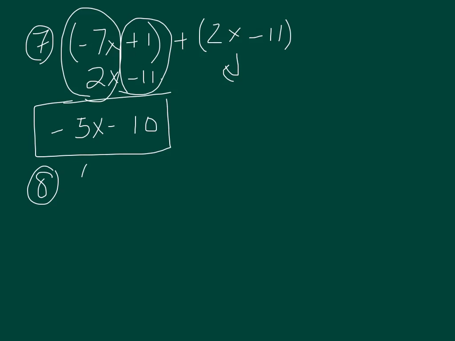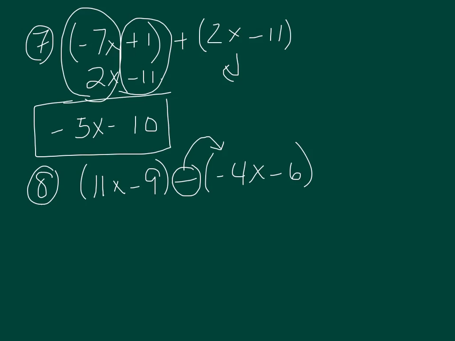All right, and let's see if we can squeeze number 8 in here. It says subtract. It doesn't really matter, really you're combining like terms. 11x minus 9, and minus negative 4x minus 6. You can remember from our review yesterday, or maybe even our notes, this says you're going to switch all signs over here. I can't do anything in this first one. I'm going to look at the second one and switch the sign. So negative 4x becomes a positive 4x, and a negative 6 becomes a positive 6.